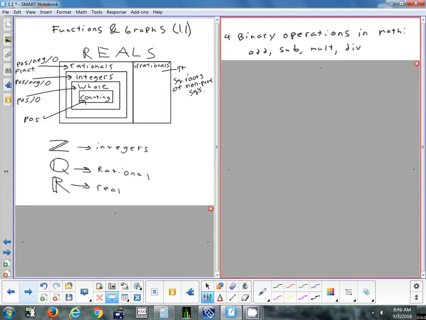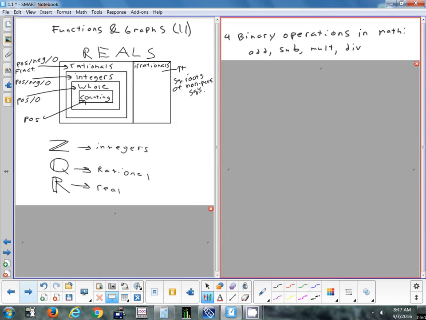Okay, there are 4 operations in math, and we've already talked a little about them today, that are what we call binary. Binary means you need 2 things to make it work. Addition, subtraction, multiplication, and division. Okay, I can't say to you to do 3 plus and tell me the answer. 3 plus what? Okay, to add, you need 2 things. Okay, same with those other operations I've listed.